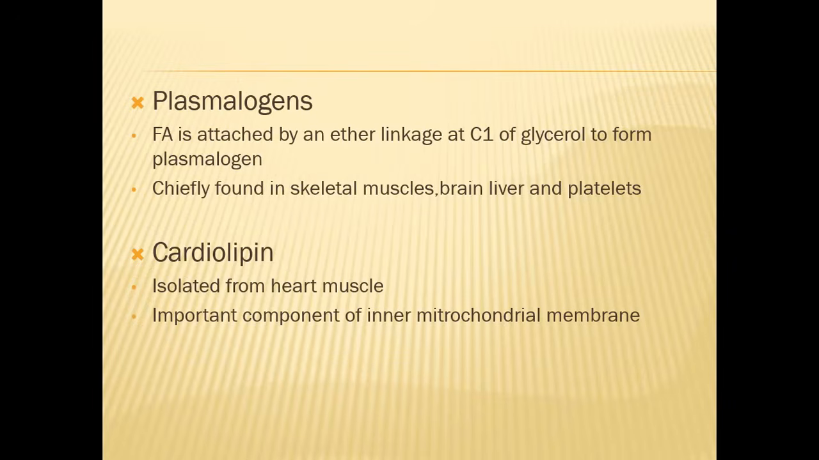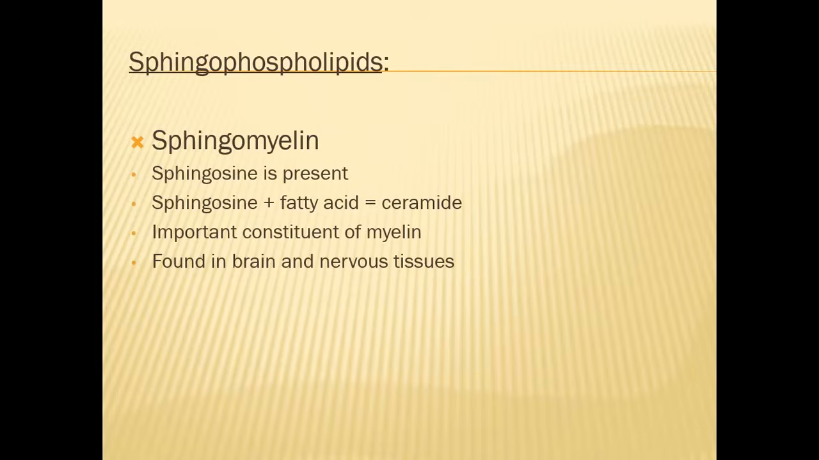Plasmalogens: fatty acid attached through an ether linkage to glycerol to form plasmalogens, chiefly found in skeletal muscles, brain, liver and platelets. Then we have cardiolipins, which are isolated from heart muscles. They are basically present in heart lipids, and they are an important component of the mitochondrial membrane of the heart tissue. Then we have sphingophospholipid. Sphingomyelin is made from sphingophospholipid, an important constituent of the myelin sheath, found in brain and nervous tissue, because the nerves are covered by the myelin sheath, and that myelin sheath is made from sphingomyelin.